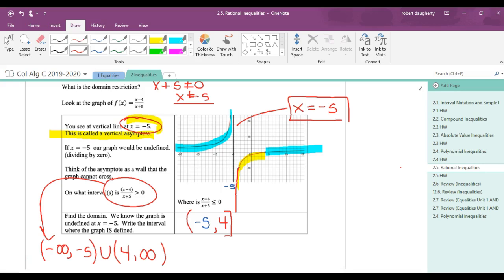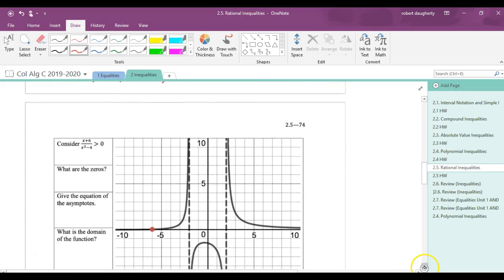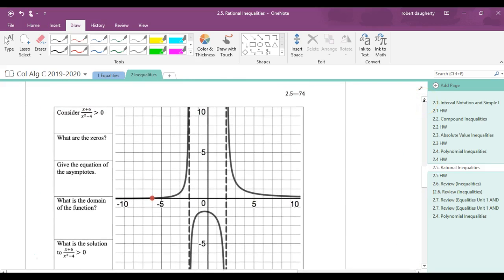This is the answer to this problem. And this is the answer to this problem. It's probably laid out a little bit confusing. Just like those other problems, I could ask you where is it greater, where is it less than? I could ask you either or both of those questions. So this is very similar to what we just did. The only thing that's added is I've got these asymptotes that show up in the equation.